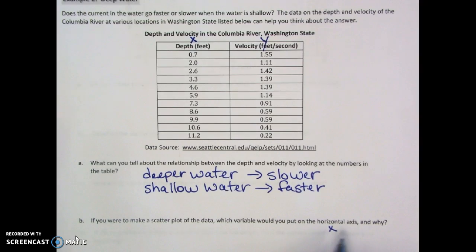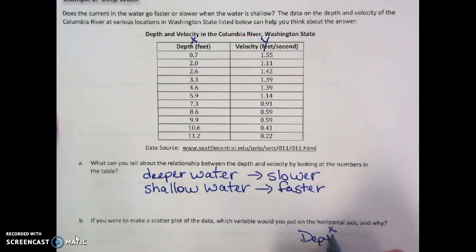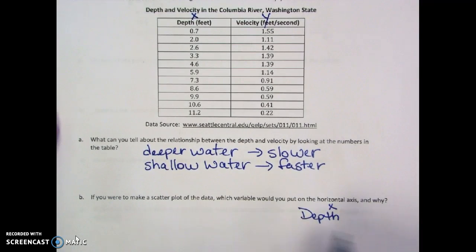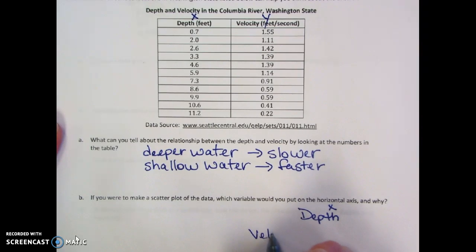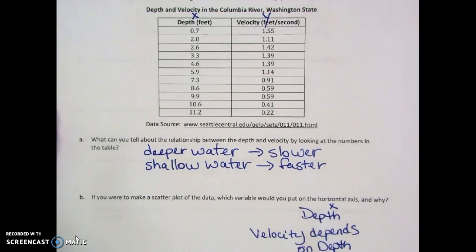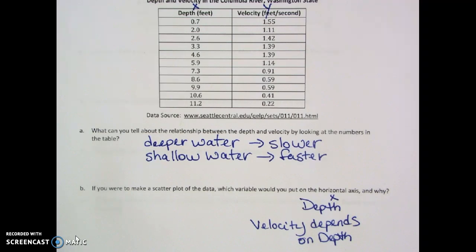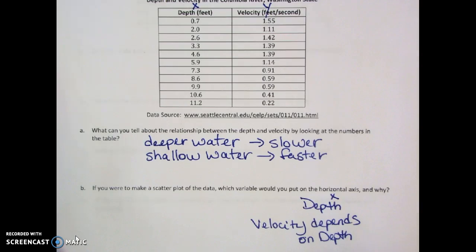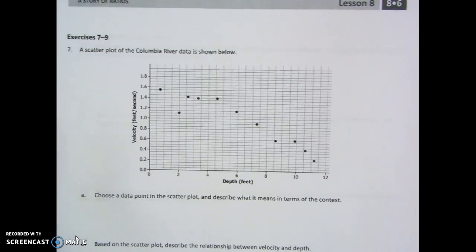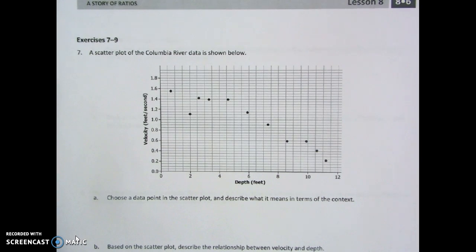All right, so on the x-axis we are going to plot depth and y, velocity, and that is because velocity depends on depth. The velocity depends on the depth. And in the next problem then, the next page, you'll see that they did plot these points. So here's a picture of them, and then they continue to ask you more questions about that. So you'll be able to answer those now.